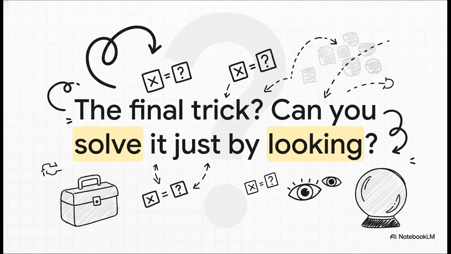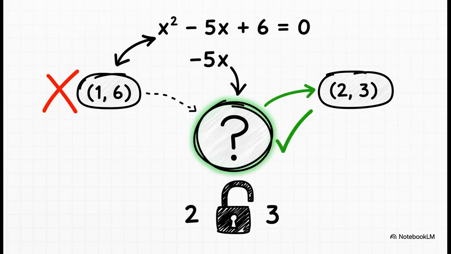Okay, so you have the toolbox, and you have the root predictor. You're pretty much a pro. But what if I told you there was one last trick? What if you could solve some of these just by looking at them? Seriously, you can. Look at our equation one more time. Just focus on the last number, 6, and that middle number, -5. We already found the two numbers that multiply to 6 and add to -5, right? They were -2 and -3.